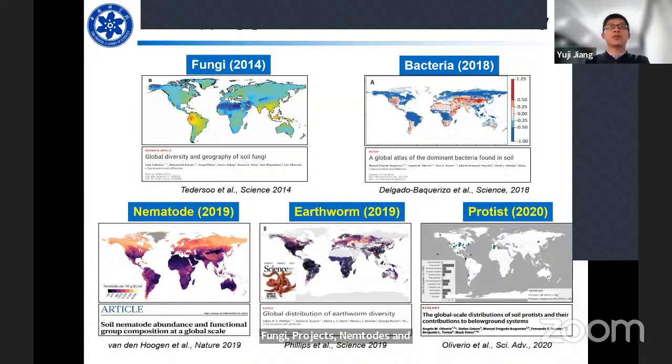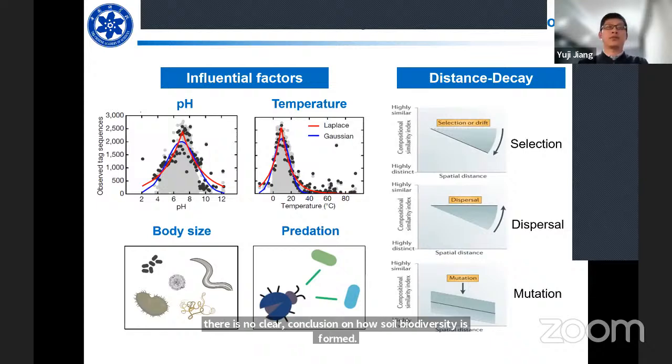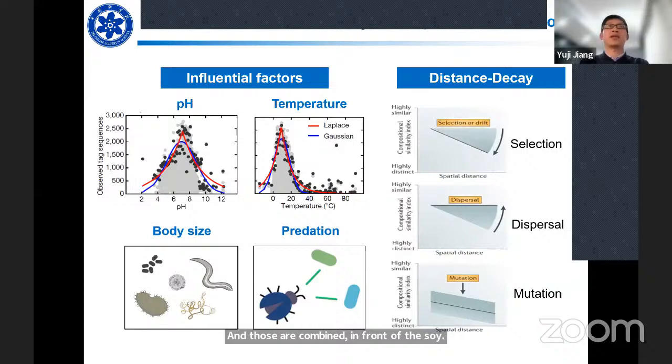Therefore, understanding the spatial distribution patterns of soil organisms is important to assess the formation of diversity and its ecological functions. Like terrestrial large plants and animals, soil organisms may also have special distribution patterns, such as distance decay relationships. However, there is no clear conclusion on how soil biodiversity is formed under the combined influence of soil pH, temperature, body size, and predation. Therefore, the first question is: how does the diversity of different soil organisms generate, and what are the dominant factors controlling it?